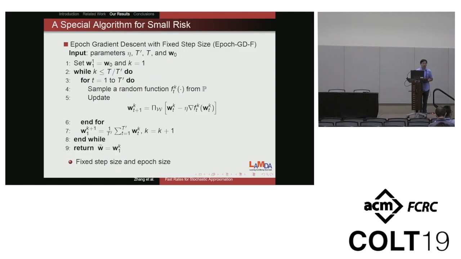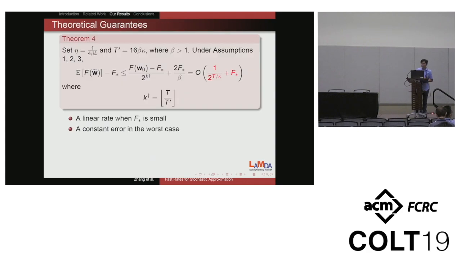Okay, we also have a special algorithm for small risk. This algorithm is even more simple. It just runs the epoch gradient descent, but uses a fixed step size and a fixed epoch size. For this simple algorithm, we can show that the X risk reduces exponentially until reaching the order of a star. So when epsilon is small, we get a linear rate, but if it is larger, we have a constant error.